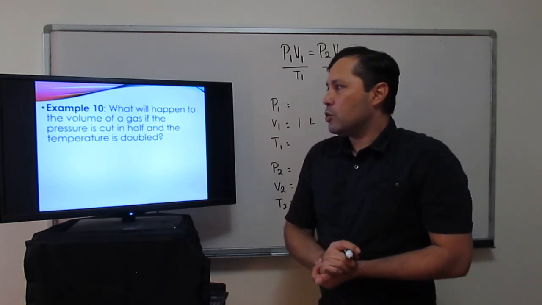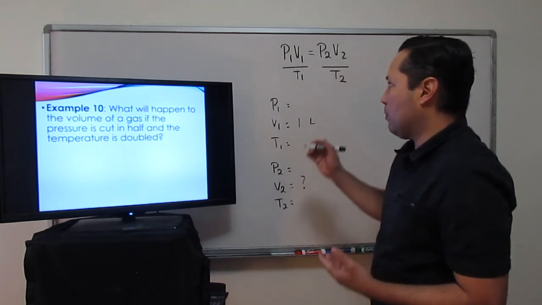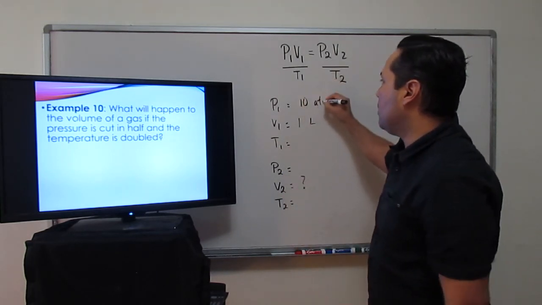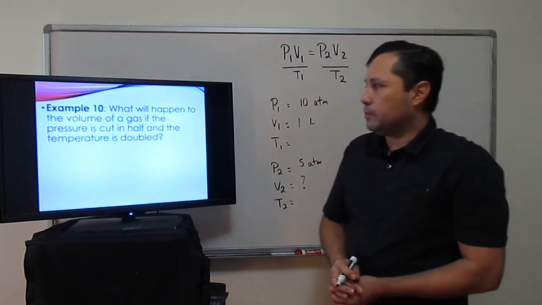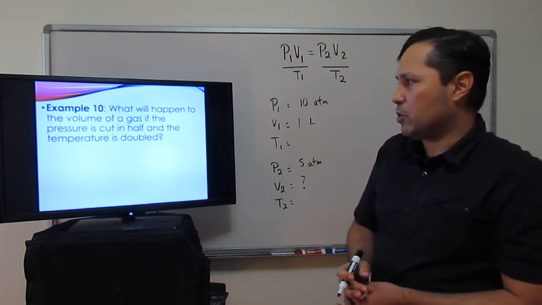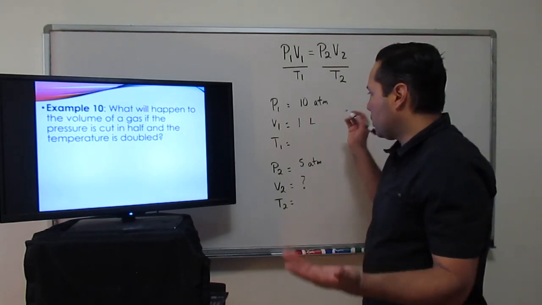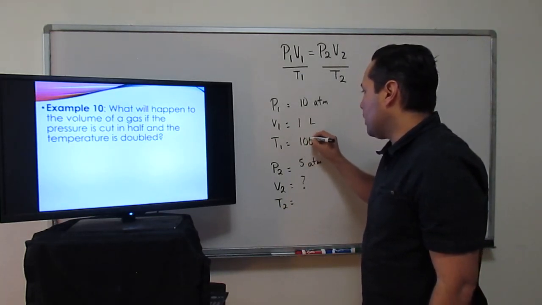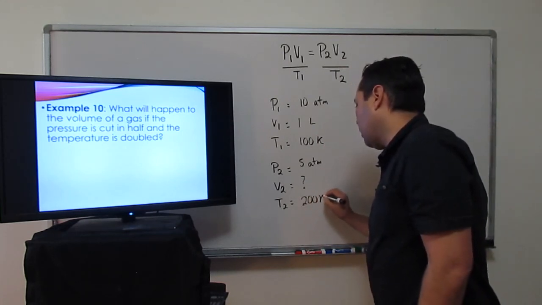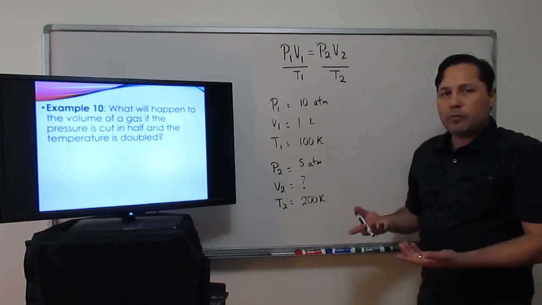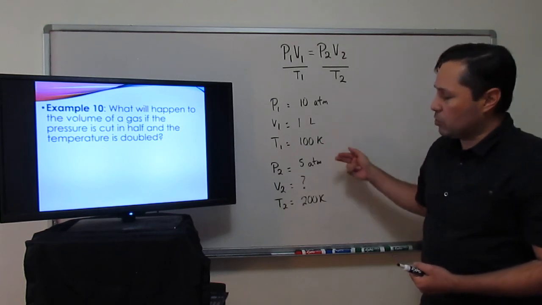Alright, now what happened to the pressure? The pressure is cut in half. So make up a number and then cut it in half. For example, I'm going to say the initial pressure was 10 atm, so now I'm going to cut it in half. That's going to be 5 atm. And the temperature is doubled. So come up with a number. Let's say the initial temperature was 100 Kelvin, and we're going to double it, so it's 200 Kelvin. So there, I've made up the numbers, but notice I followed their recipe: I doubled the temperature and cut the pressure in half.